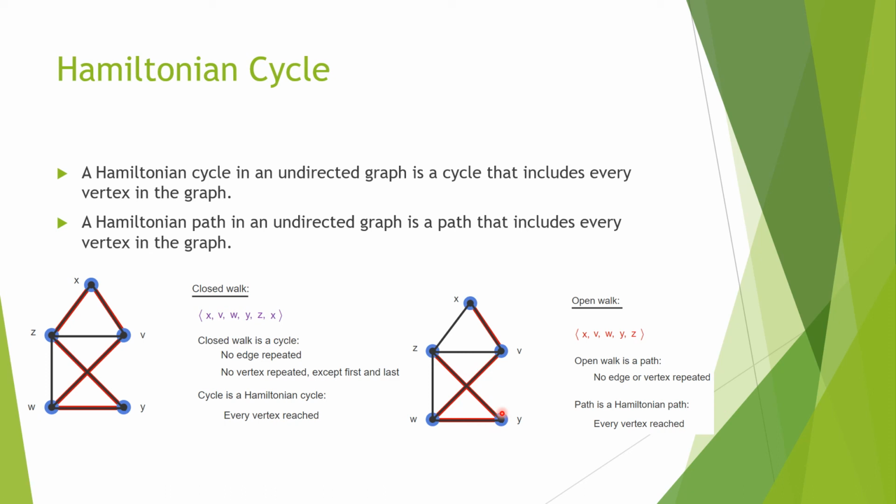On the other hand, this is an example of a Hamiltonian path. We start from X, then we go to V, W, Y, and Z. It's an open walk with no repetitive edges or vertices, therefore it's a path. And it's a Hamiltonian path because every vertex is traversed by this walk. So this is an example of a Hamiltonian cycle. This is an example of a Hamiltonian path.